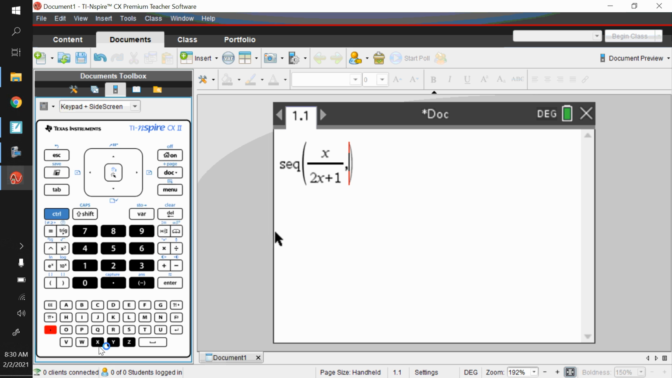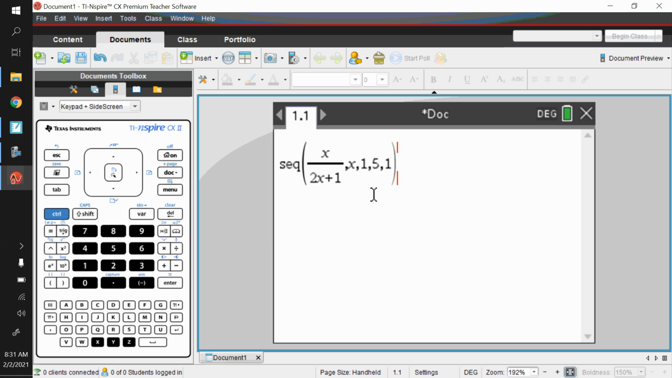Next, you have to tell what the independent variable is, which is just x. Then we tell it what is the first value we want to sub in, comma, what is the last. So we want to go from 1 to 5. And then the last thing is you tell it what's the step size. So for our sequences, we'll always be stepping by 1 because we want to do integers.